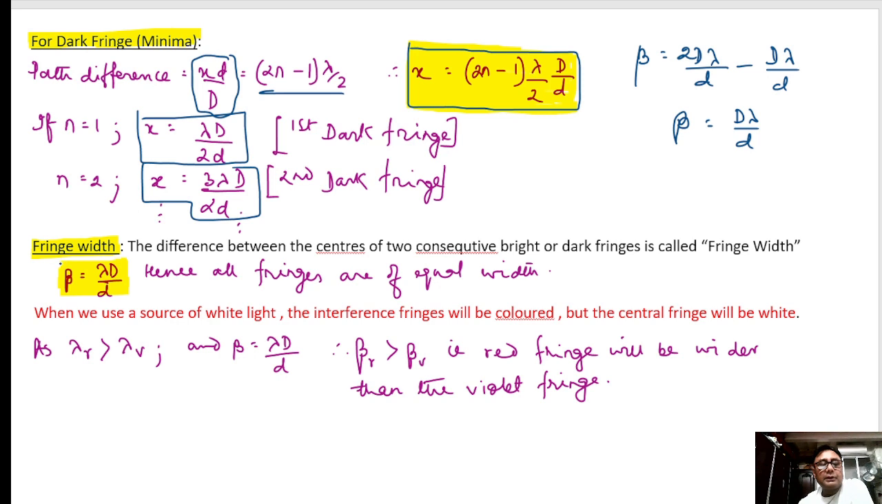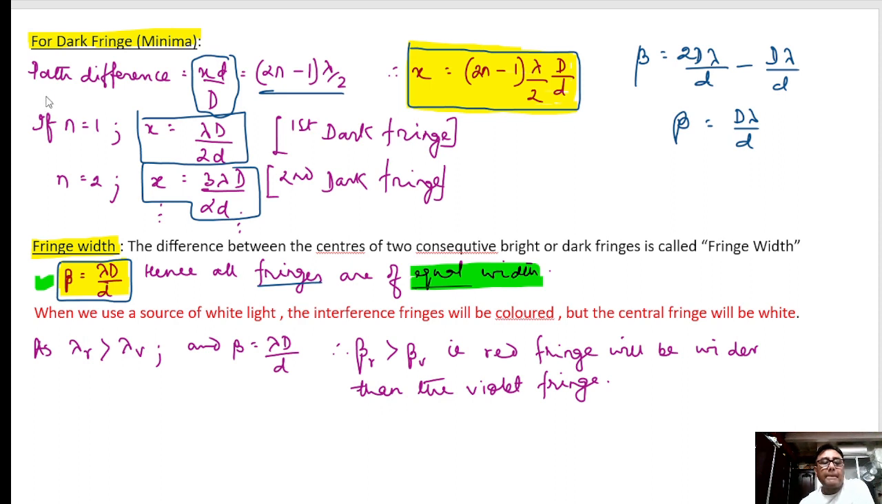So this is the fringe width for a bright fringe, and hence all fringes are of equal width. This is very important, please note it. All fringes will be of equal width, because all the variables are constant here. So fringe width either for a dark band or a bright band will be the same.